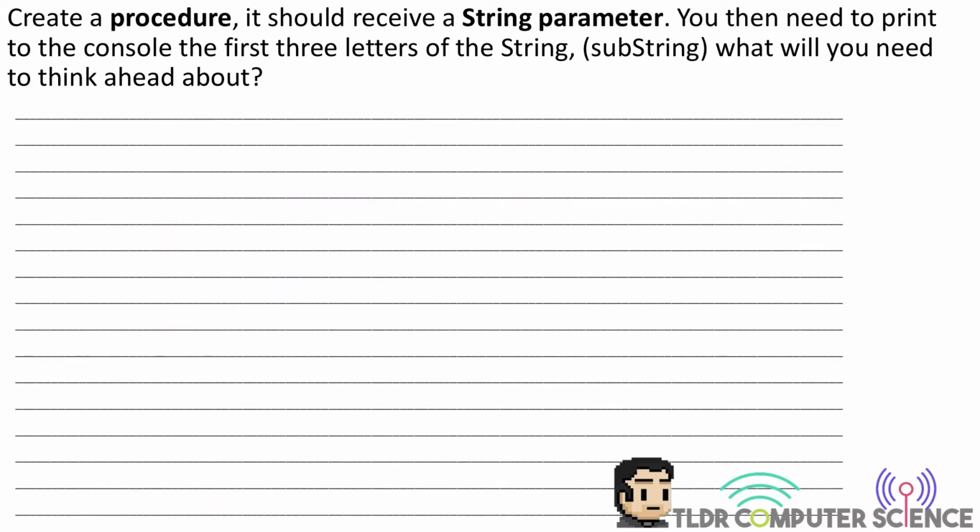With this problem here, we need to create a procedure. So again, we won't be returning a value. It has to receive one parameter, which will be a string, which will give it a suitable name. And in it, we then need to print the console, the first 3 letters of the string by using the substring command. What would I need to think about? Well, the thing I need to think about is what happens if it's 2 letters long or 1 letter long. If I don't catch that, it'll crash the code. So what I'll need to do is do something about it. And I'm thinking I'll give a message if it's not long enough.